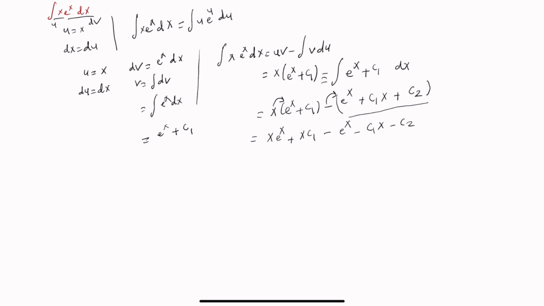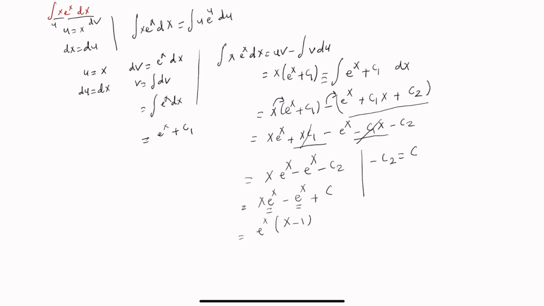Now notice this term, minus c1x and then plus xc1. These will cancel each other, and we'll end up with x e to the x minus e to the x minus c2. Now I'm gonna set minus c2 equal to c. That's going to be now x e to the x minus e to the x, then plus c. Notice e to the x is a common term, so I'm gonna factor it. It's gonna be e to the x times x minus 1, and then plus c. And that is our antiderivative.